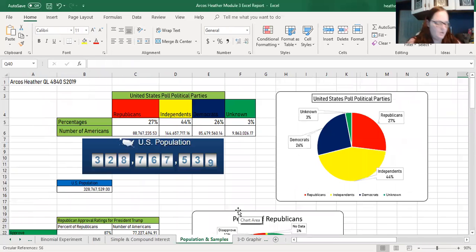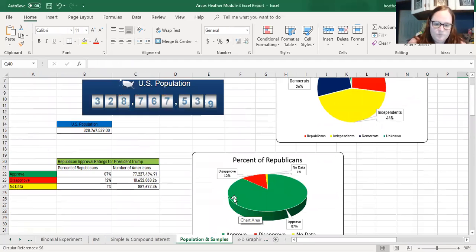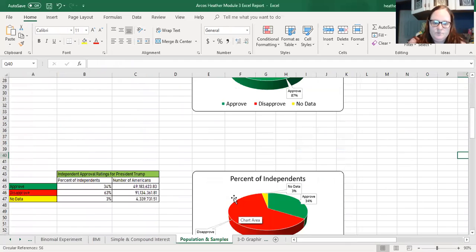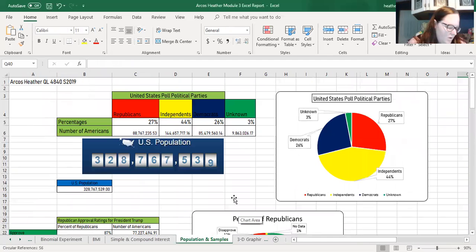Okay, let's move on to sampling and the population. Random sampling is the basic technique where we select a group of subjects for a study or survey from a larger group, the population. Each individual is chosen entirely by chance, and each member of the population has an equal chance of being included in the sample.